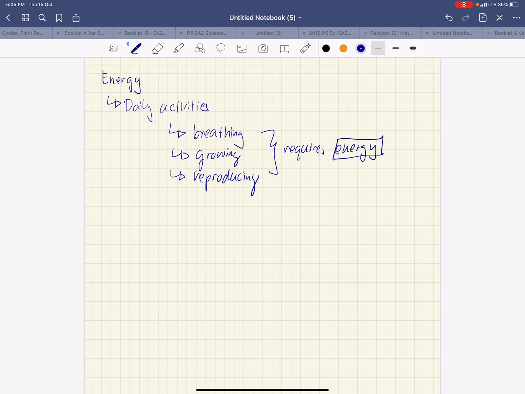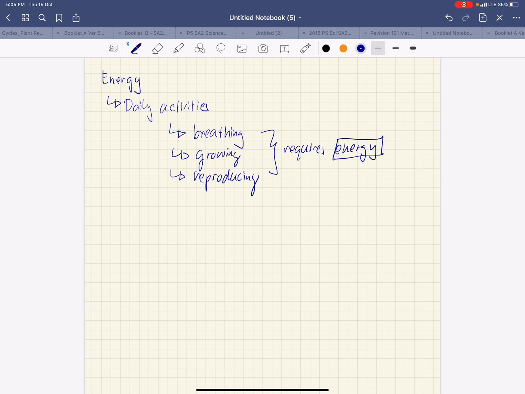Now, where do we obtain our energy from? As all of you would already know, we have this common saying that you need to eat food in order to get energy, and that is absolutely right. In this topic, we're going to revisit two important processes that we have learned about, digestion and respiration.